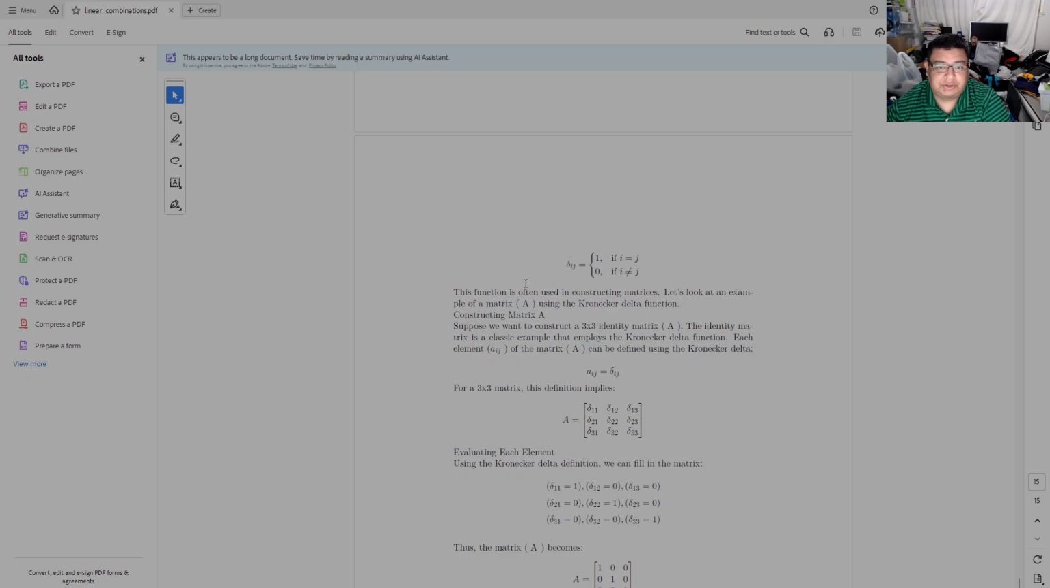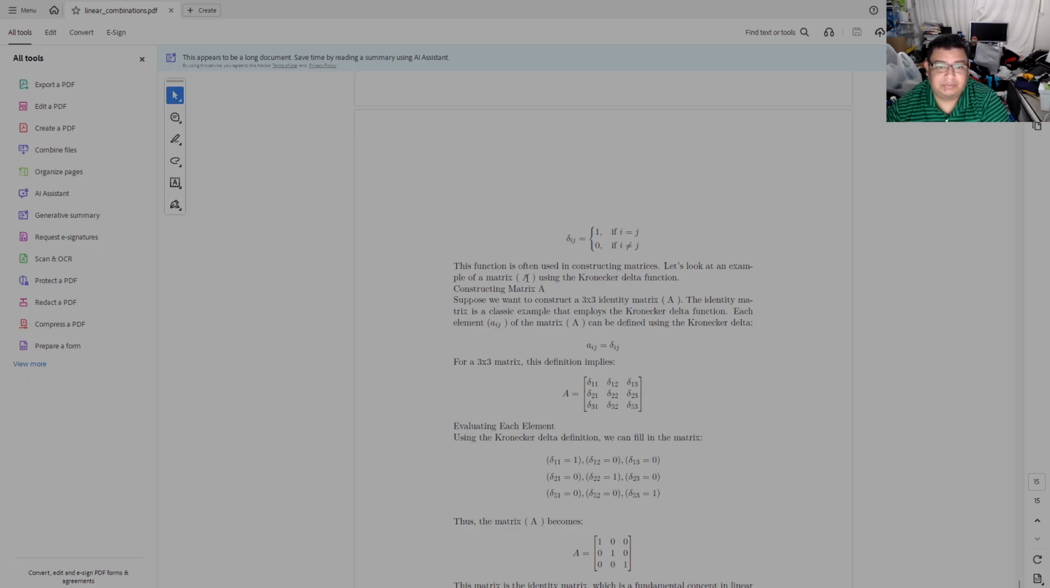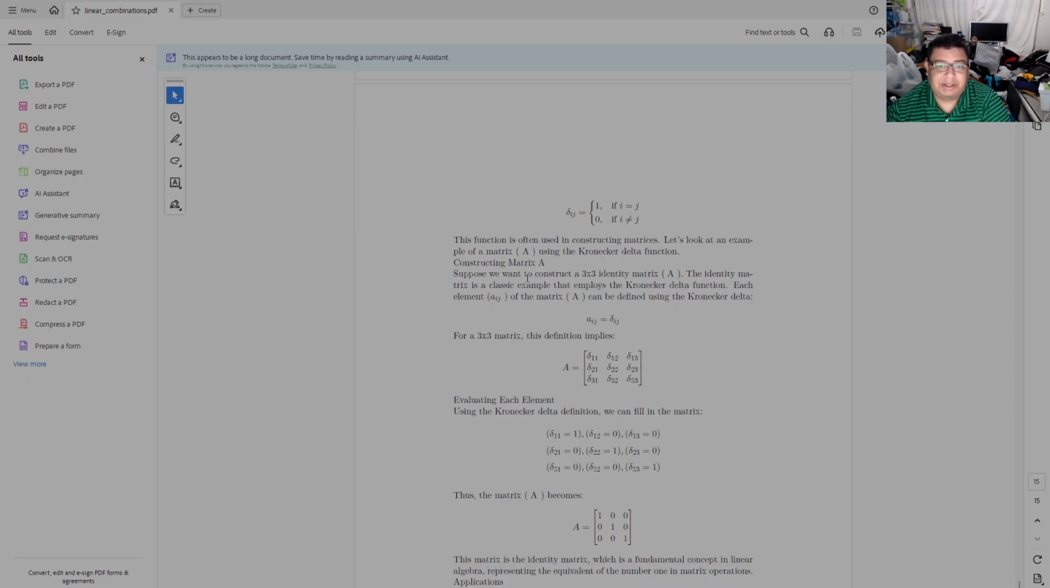This function is often used in constructing matrices. Let's look at an example of matrix A using the Kronecker delta function. So let's construct the identity matrix that we all know about. Suppose we want to construct a 3 by 3 identity matrix A. The identity matrix is a classic example that employs the Kronecker delta function. Each element Aij of the matrix A can be defined using the Kronecker delta. Aij is equal to delta ij.